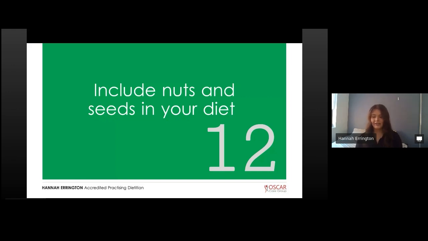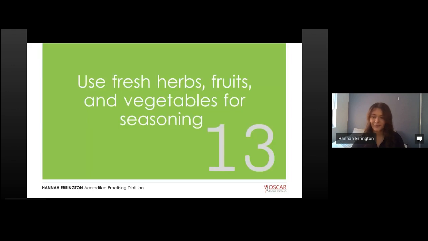So try adding nuts and seeds to cereals, yogurt, salads, blend them into your smoothies. You can mix them into a whole bunch of different foods, and you don't even really have to know they're there. They just add a really nice extra dose of nutrients.